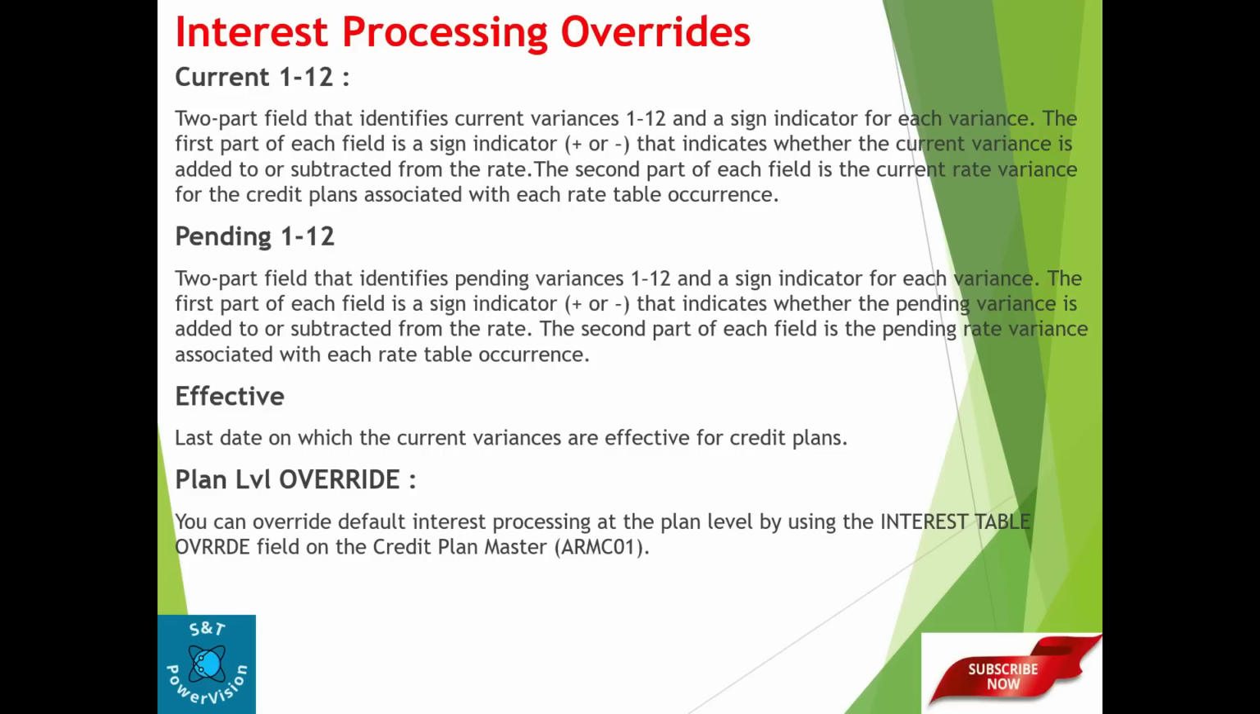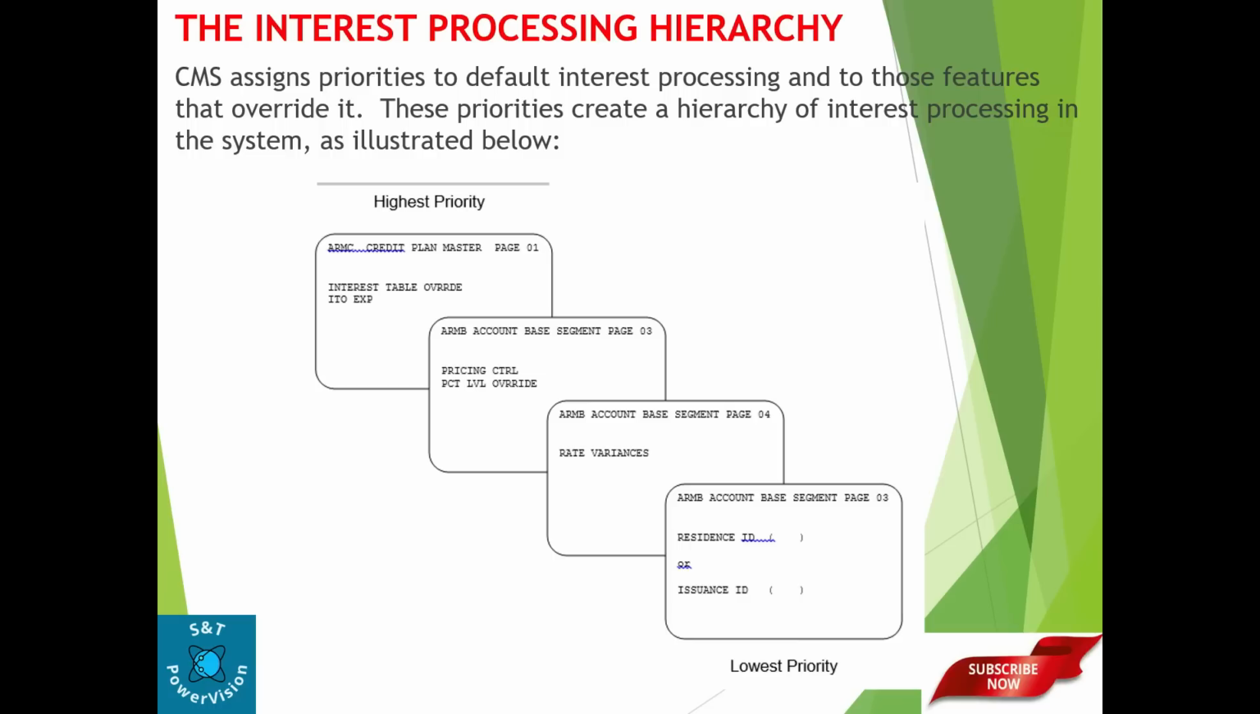PCT level override: we can override different interest processing at the plan level by using the interest table override field on the credit plan master records. Now the CMS processing hierarchy here. CMS assigns priority to default interest processing and to those features that override. These priorities create a hierarchy of interest processing in the system, as shown in the diagram below here.